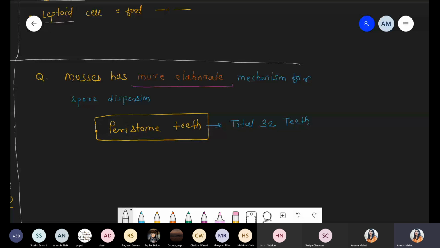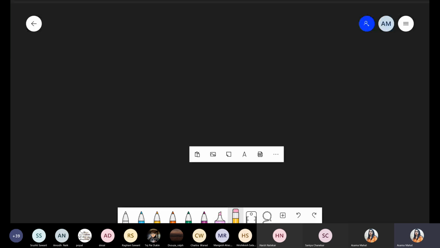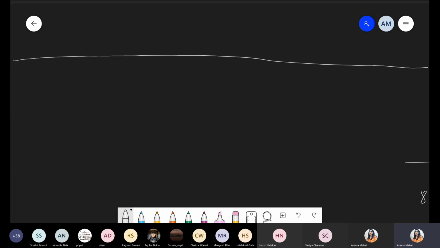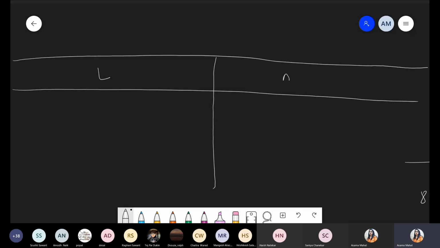So write down number 9 point, nutrition. Okay. So quickly we are taking the difference between the liverworts and the mosses. Last point here: we are talking about the 9th point, that is nutrition.